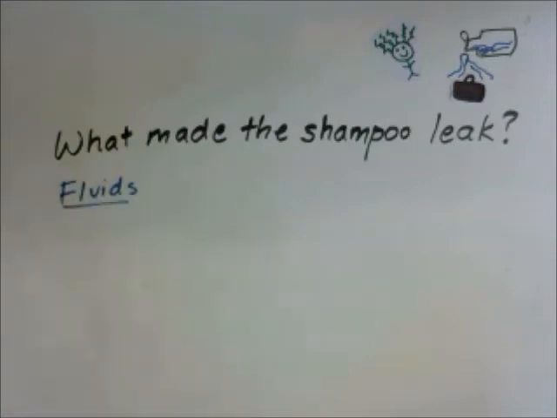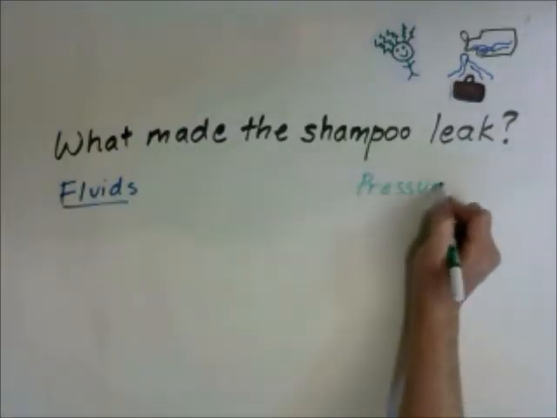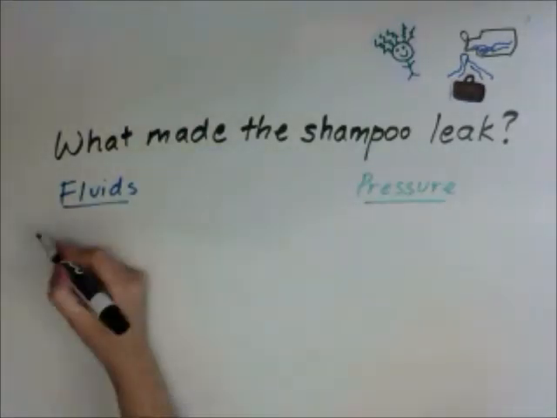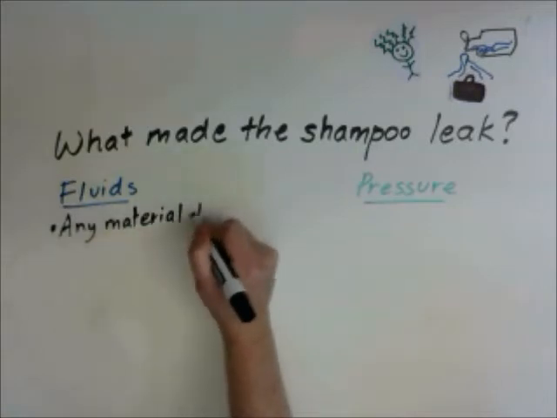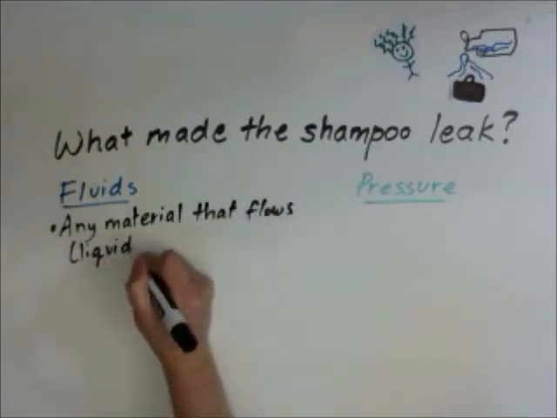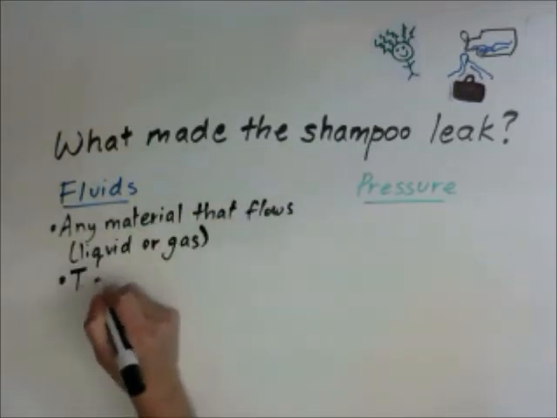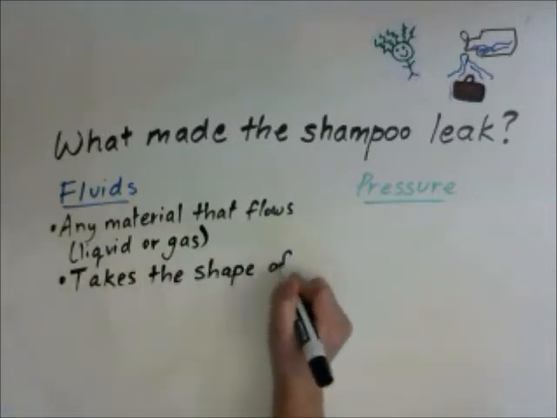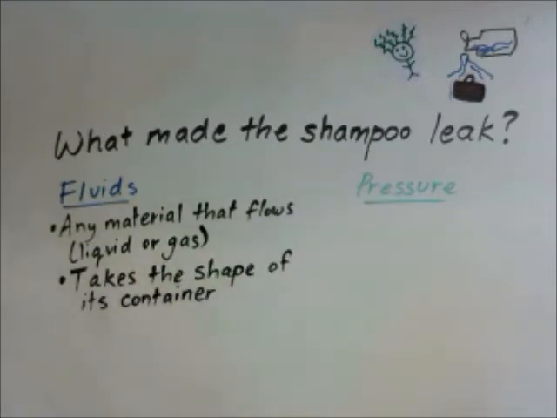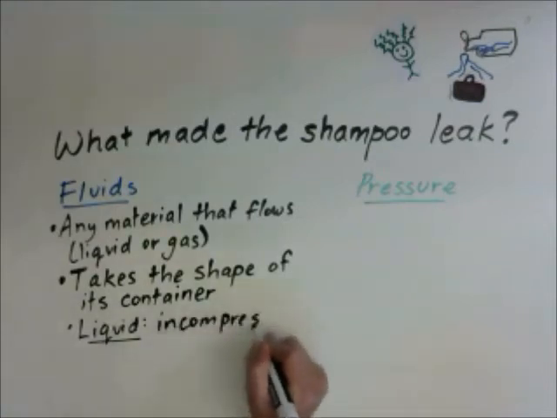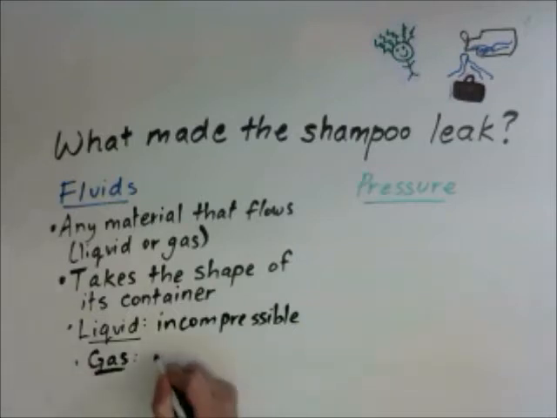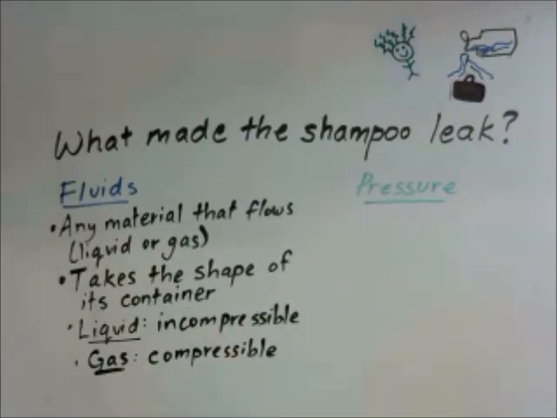To explain this, let's talk about fluids and pressure. A fluid is the main focus of this unit. It is any material that flows, liquid or gas. It takes the shape of its container. A liquid fluid has molecules that are as close together as they can get, meaning it is incompressible. A gas is a fluid whose molecules are far apart. It is compressible.